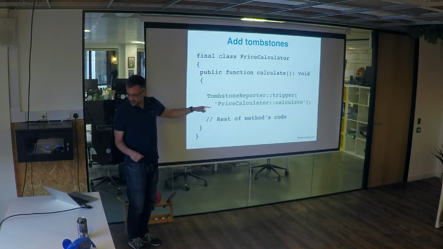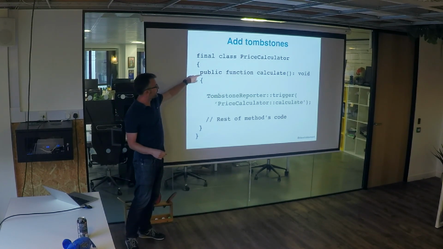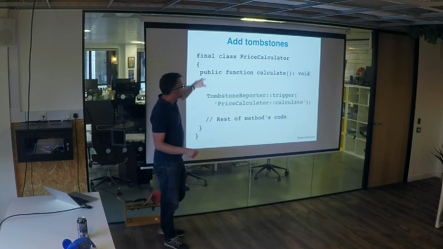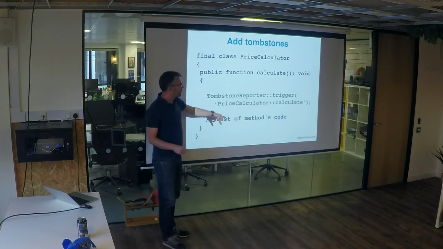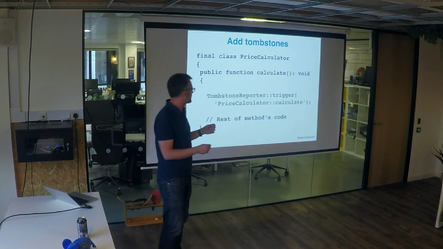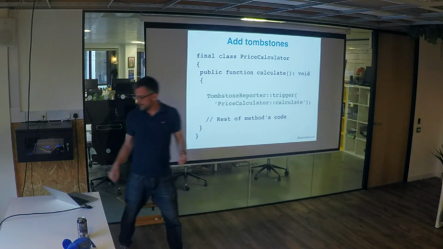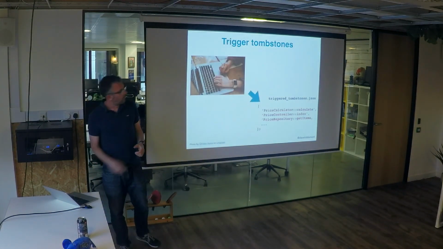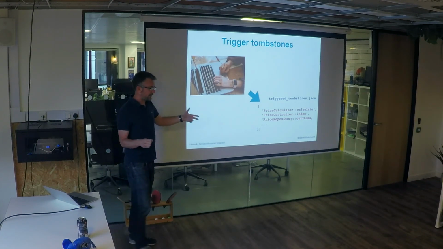And it would be the first line of every method. And if you went into, say, this calculate method, we would then call this tombstone trigger to say we have triggered the method PriceCalculator::calculate, and we would store that in the database somewhere. So what happens is, as we are using the code normally, all of the methods that we called would be put in a database table.